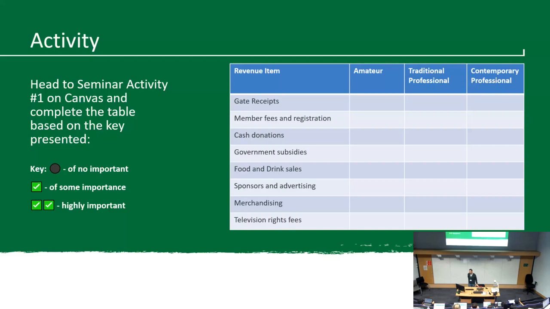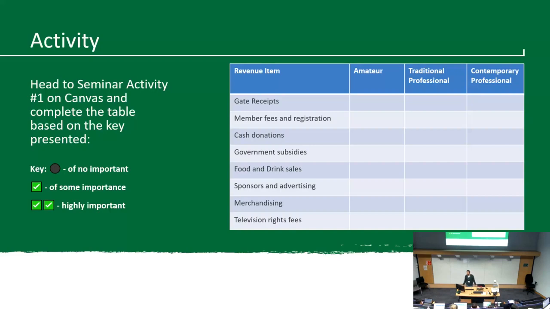Okay, what about the traditional professional clubs that we were talking about? Do you think gate receipts are going to be not important, some importance, or high importance? Some importance, yep. Highly important, yep. Good. And then contemporary professionals? Highly, yep. Okay. So if we're thinking about our community sports club membership fees and registrations, highly important, good. Traditional professional, some, and then contemporary, some, possibly not have any membership fees.